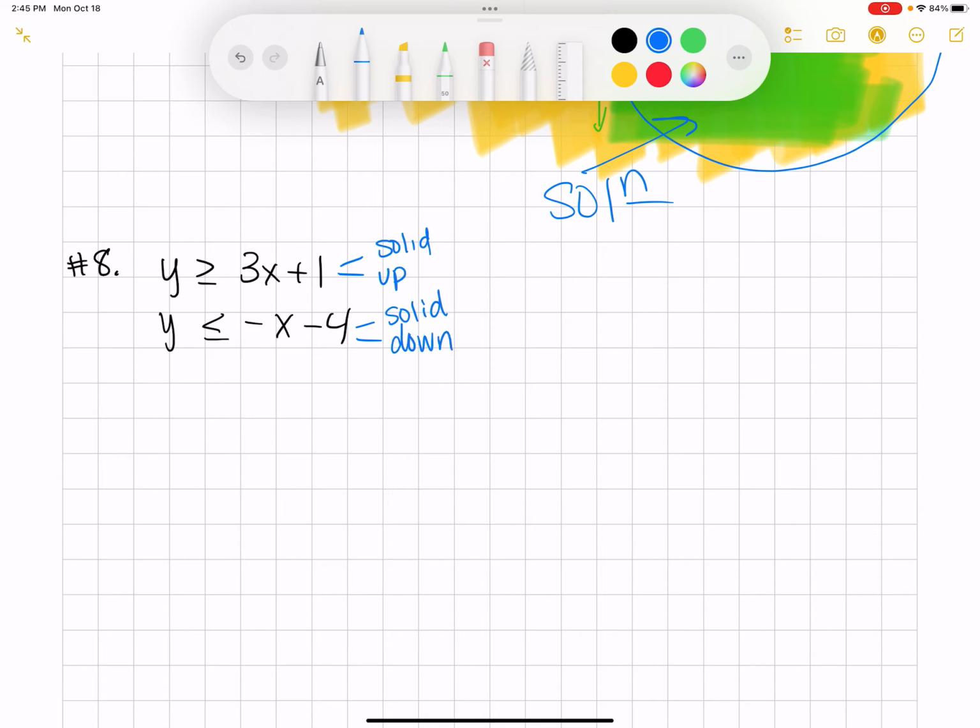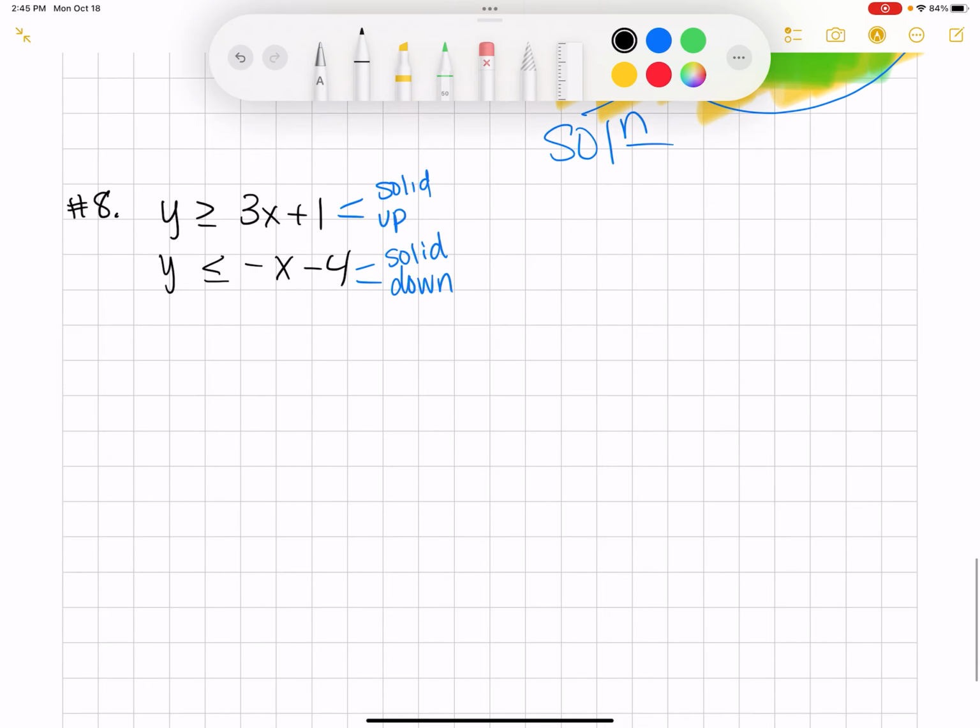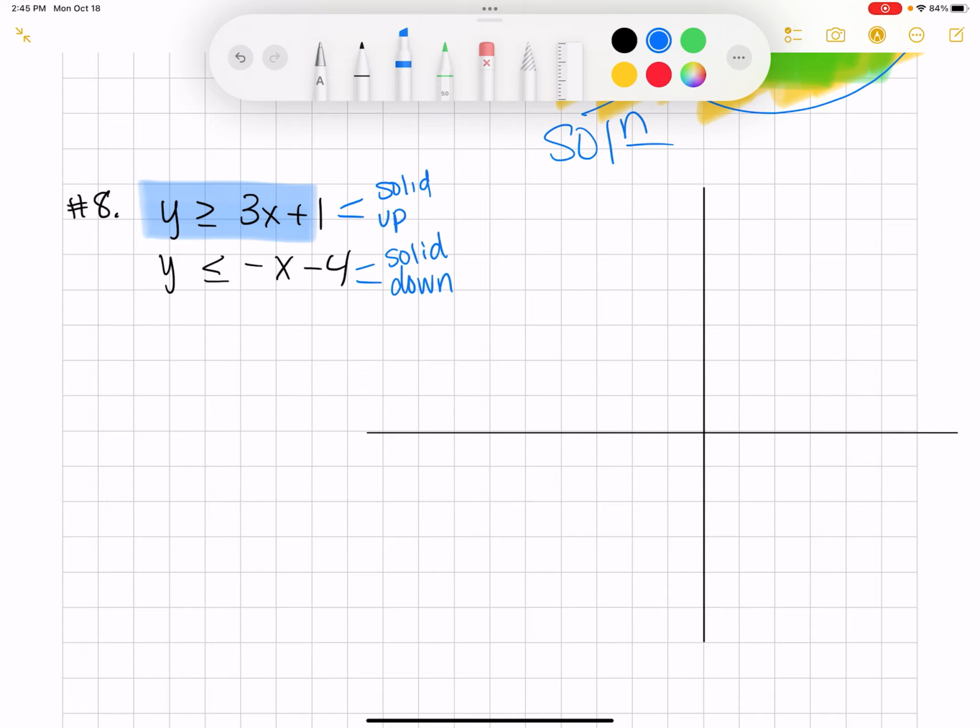All right, so I'm going to set up my graph. I'm going to use blue and red so we can see where it makes purple.